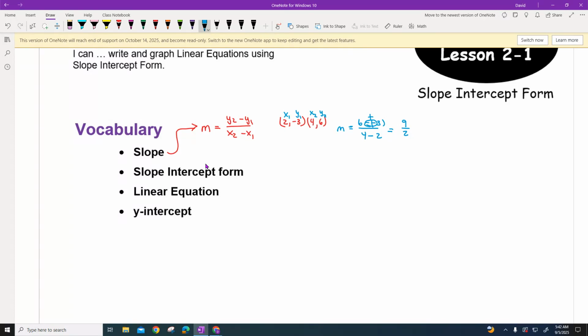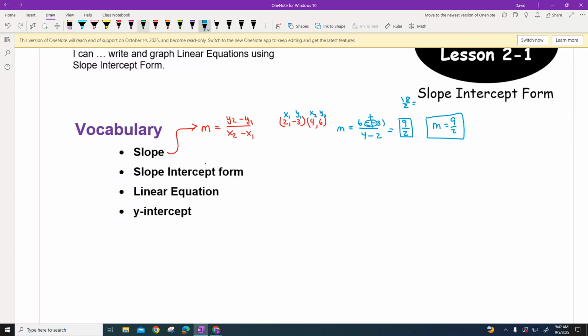But we always want to reduce it. If that was, let's say, 18 halves, well, 2 still goes into both of those guys, and so we always reduce, okay? But that guy can't be reduced. It can be made into a mixed number, but he can't be reduced. There's no number that goes into 2 and 9. So that would be our slope for that guy. And we would write m equals 9 halves. That's what the slope is, okay?